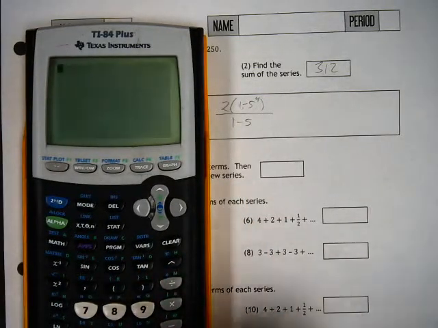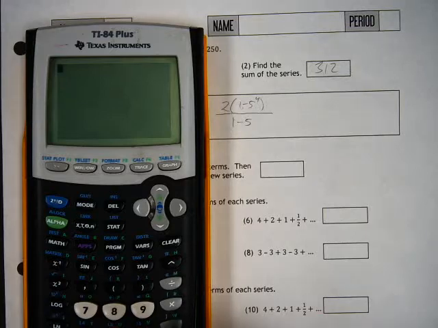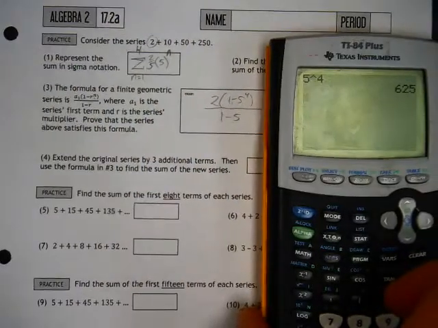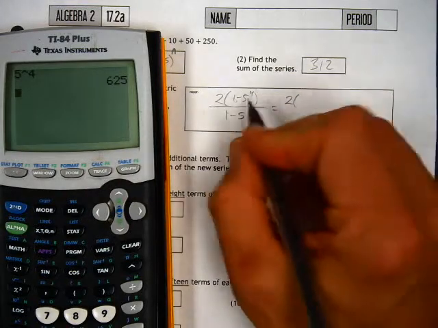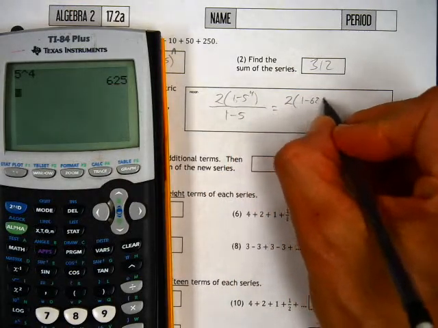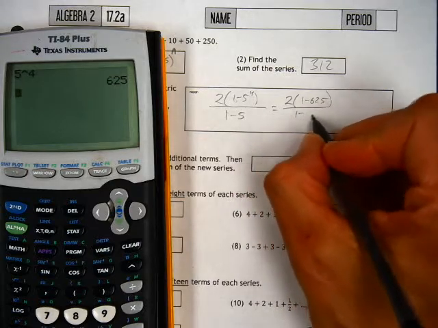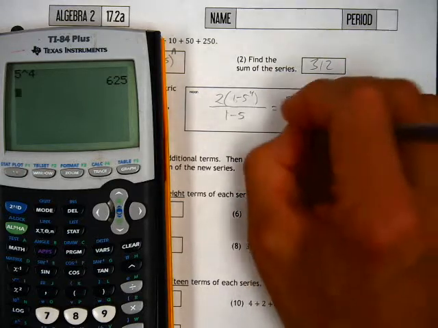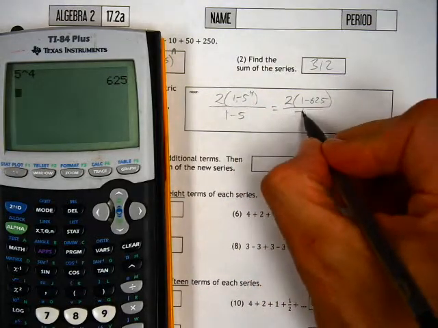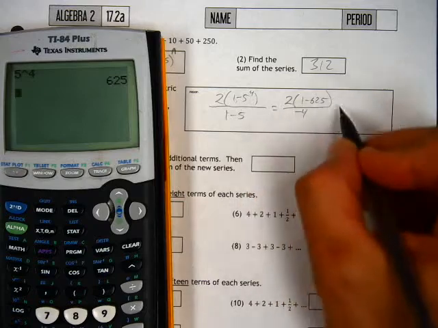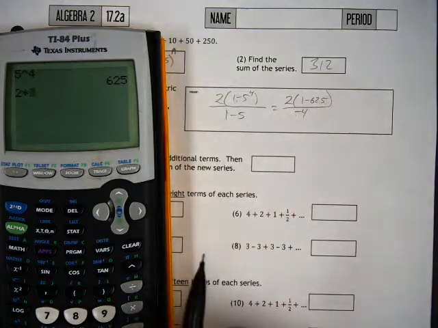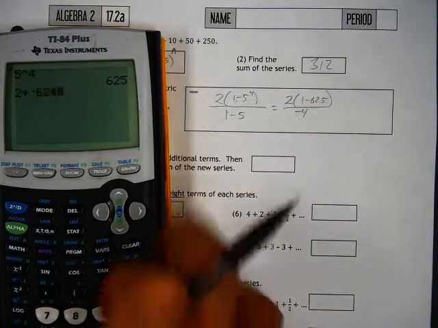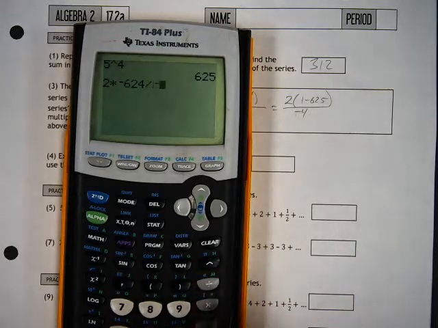Well, let's see how that works. 5 raised to the 4th power is 625. Okay, I got lucky. So when I use that information, I got a 2 times 1 minus 625 all over 1 minus 5, which is, I guess I could say that's a negative 4 now. Okay, so when I go through that process 2 times, that's going to be negative 624. Negative 624. And then divided by negative 4.